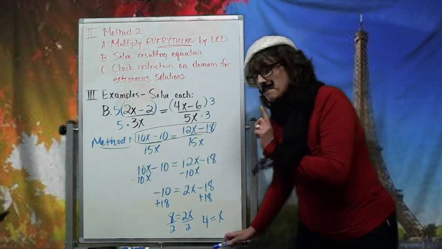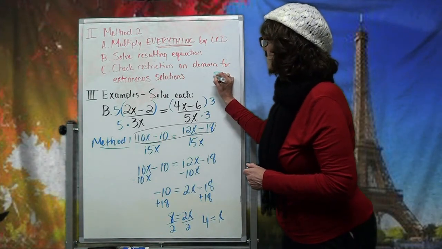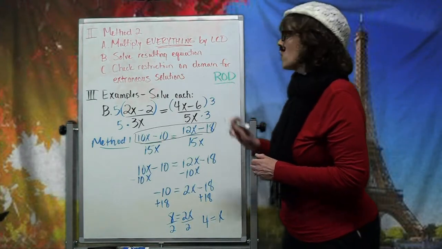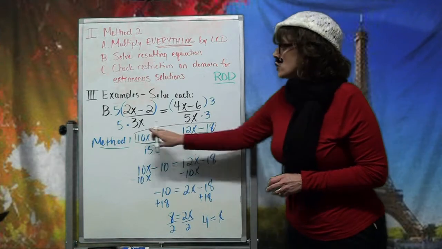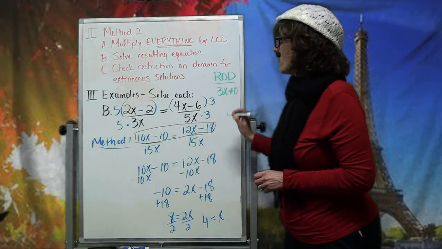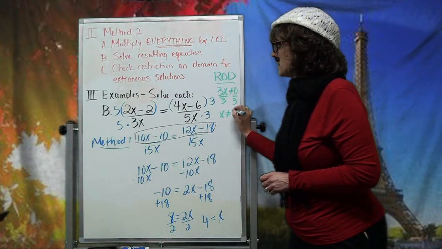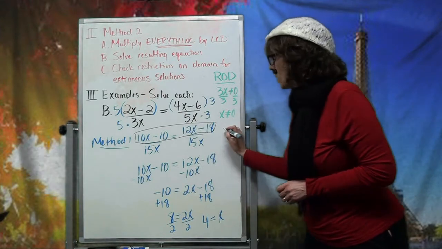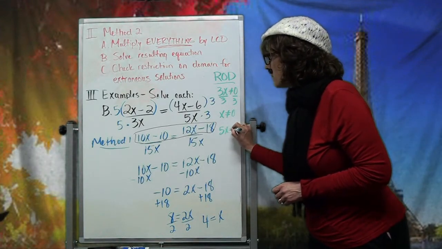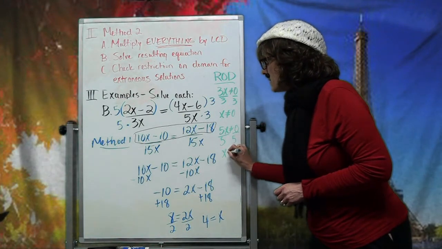But once again, be very careful. Check that restriction on the domain because the answer that I got, I don't want it to be something that will cause a 0 in the denominator. So in this denominator, that 3x, it had better not be a 0. And when I divide by 3 on both sides, that x had better not be a 0. And then on this one, the 5x had better not be a 0. And when I divide by 5, that means my x had better not be a 0.